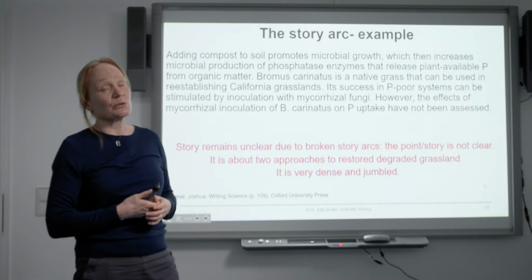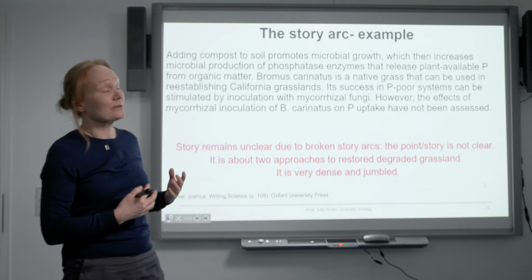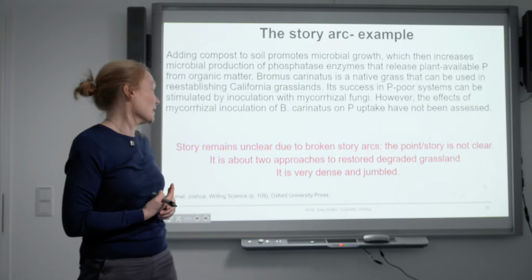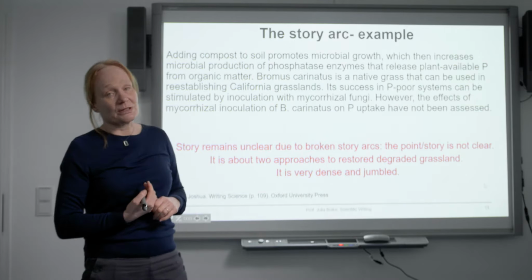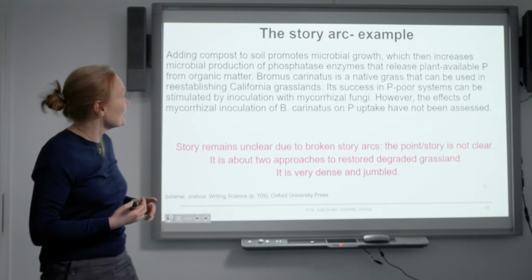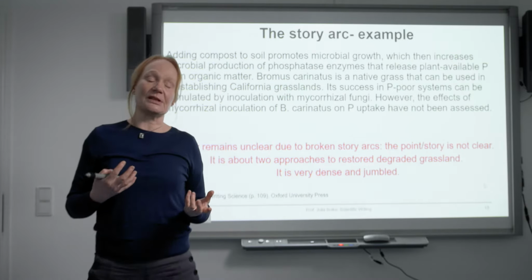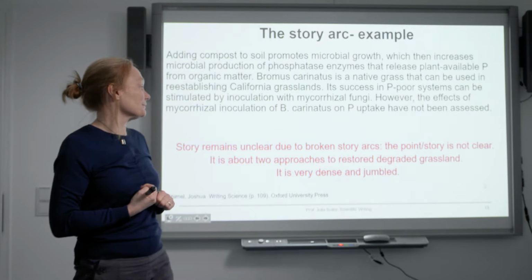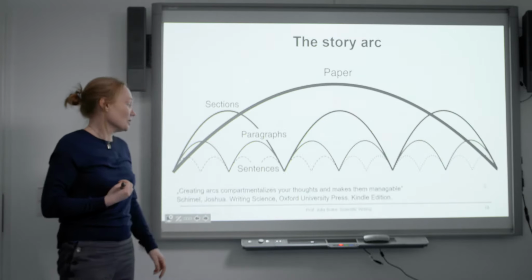that again it also has a broken story arc. The sentences don't flow into each other, the point of the story is not clear. I read this paragraph a couple of times, and I still don't know what it is about. So it's about two approaches to restore degraded grassland, but what is the story? I don't know. And it's also very dense and jumbled. As you can see, this one sentence was very, very long. It has a lot of words in it that are already very specific, expert words, so it's hard to understand. So this could also be broken up and made simpler using the story arc.